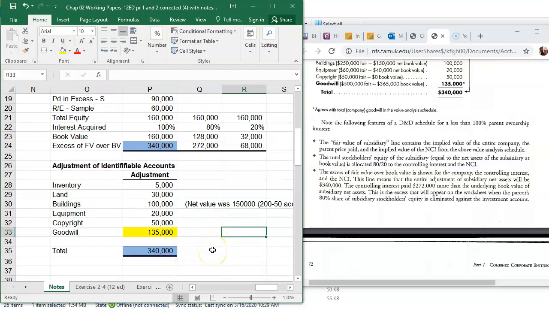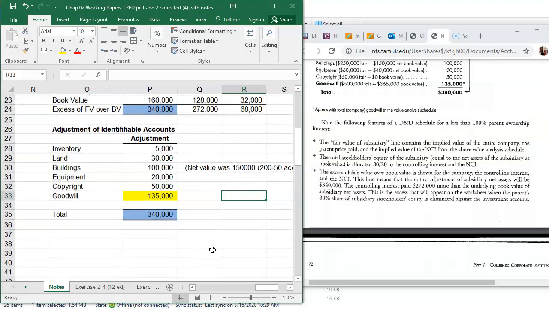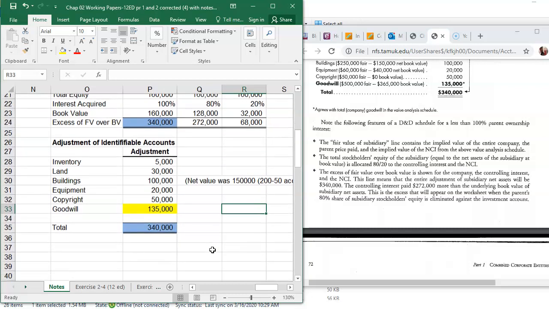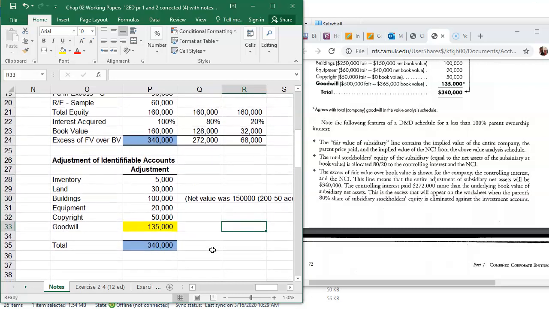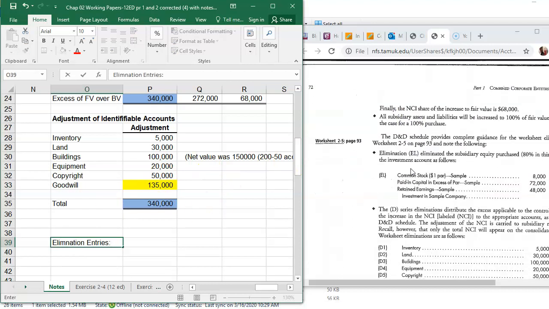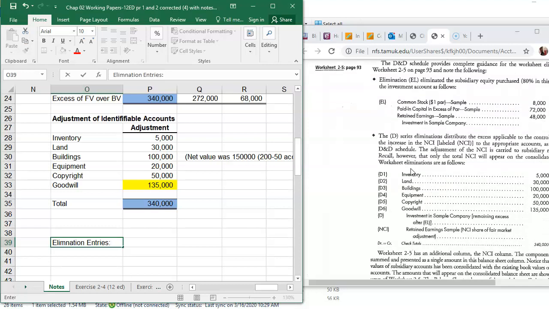Now, for the elimination entries, they're going to be very similar to what we did in exercise 4. However, they are going to be slightly different. Remember the first thing that you need to eliminate. Let's come over here where we follow along with what they're doing. So the first elimination entry is D. It's EL.